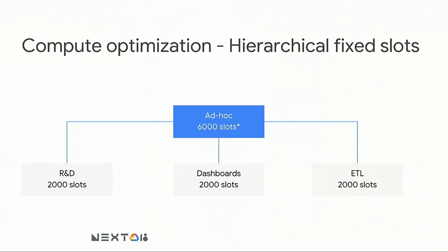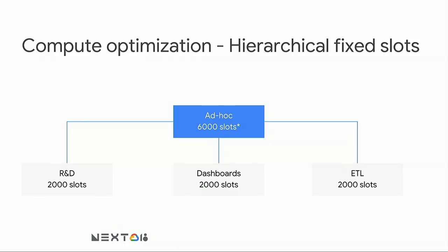Also, one option which becomes available, and we call it hierarchical slots, comes with fixed slots. I'm going to give you an example of it in the next slide. Let's assume you have 4 projects: R&D, dashboards, ETL, and ad hoc. The bottom 3 projects are important projects. They have strict SLAs. You want to make sure all the jobs for them finish on time. The ad hoc project is mainly a playground area or sandbox for your new users, where they just want to try things. You don't want to incur any additional cost for that ad hoc project.